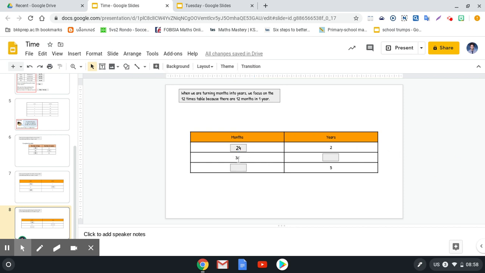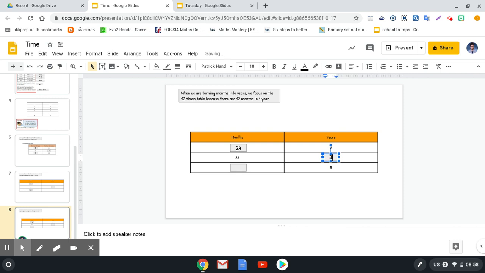This time I'm given the months, so I can use the opposite operation. So I can divide it by 12. There are 3 12s in 36, so 36 months is the same thing as 3 years.